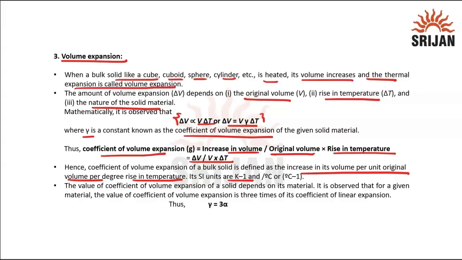The relation between the coefficient of linear expansion and the coefficient of volume expansion is this: the coefficient of volume expansion is three times the coefficient of linear expansion. That's how you can relate the coefficient of linear expansion, the coefficient of area or superficial expansion, and the coefficient of volume expansion.